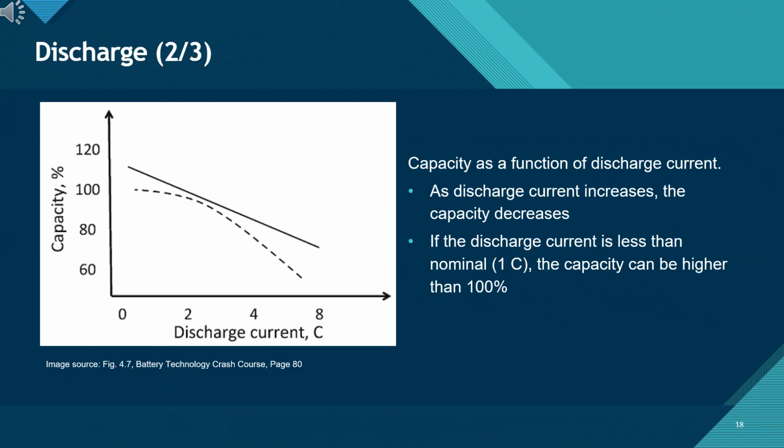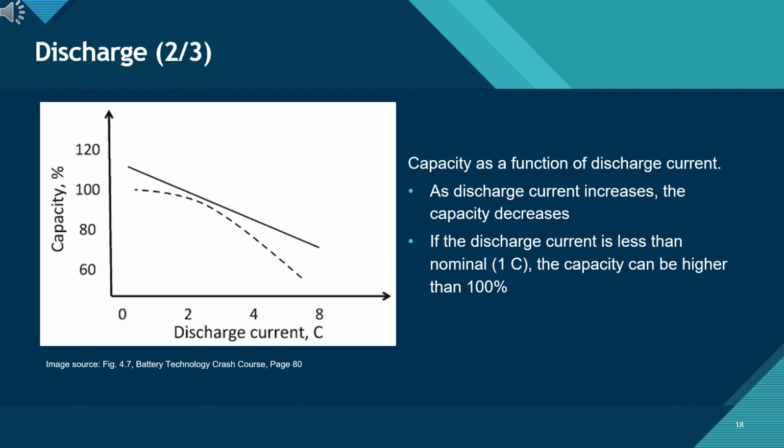This graph illustrates the variation in NICD battery capacity with discharge current. Notice that as the discharge current increases, the available capacity decreases. This is due to internal resistance and chemical limitations. Interestingly, when the discharge current is less than the nominal 1C rate, the effective capacity can actually appear higher than 100%, because the battery has more time to fully utilize its active material.